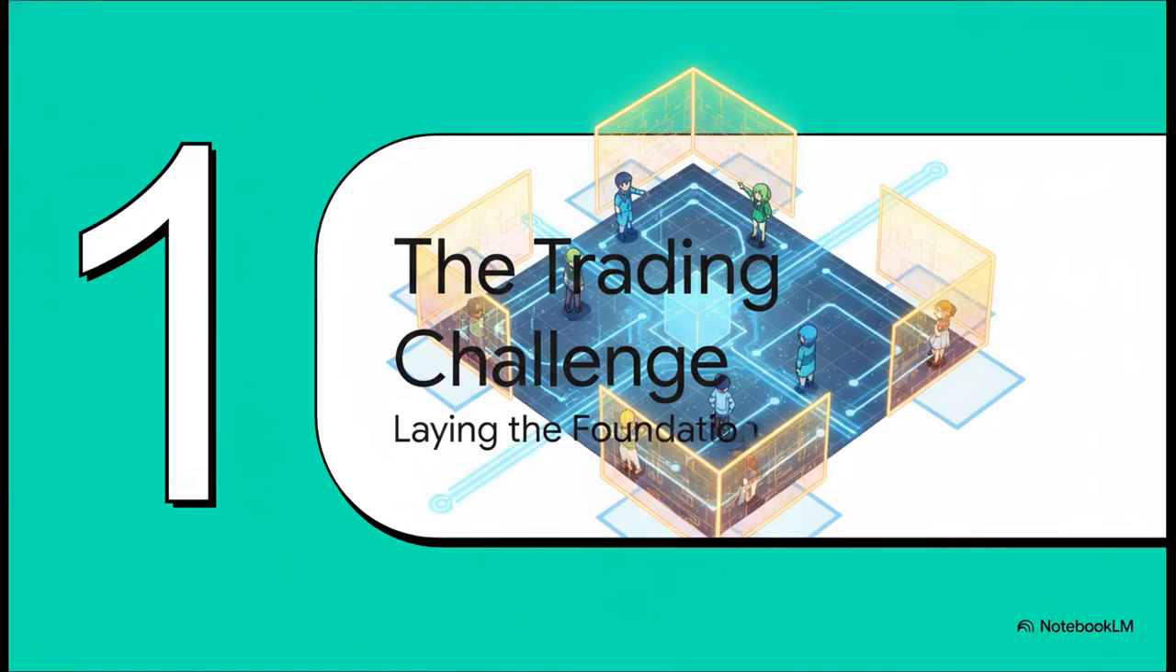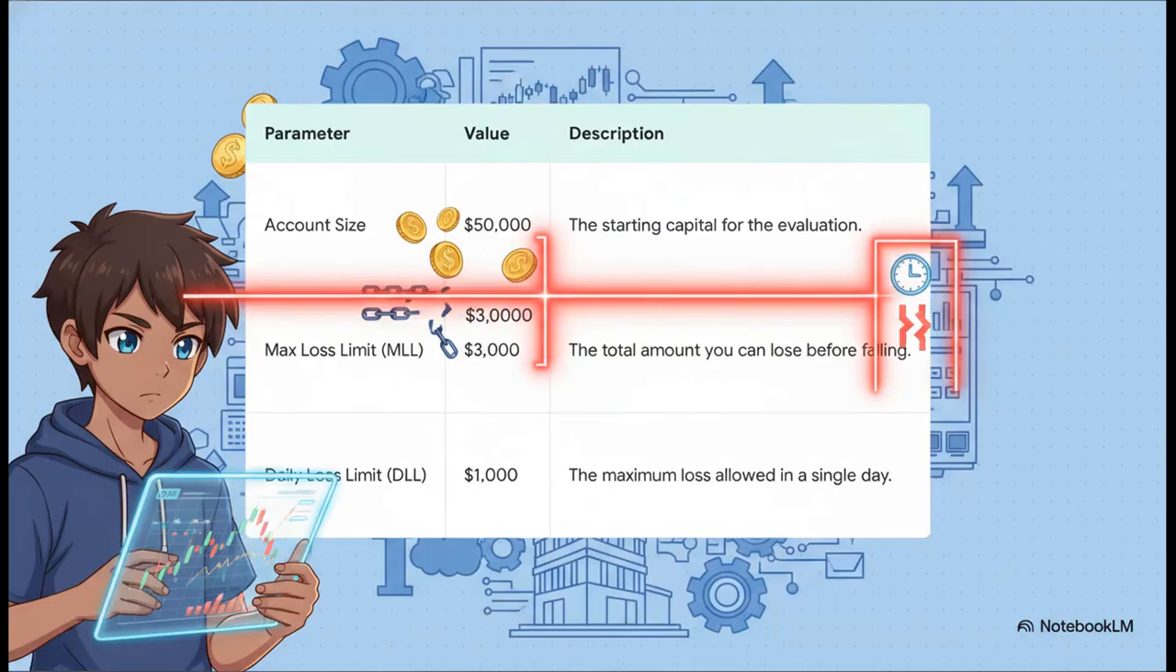Okay, first things first. Before you can even think about a trade, you have to know the rules of the game you're playing. This framework, this foundation, it's everything. This slide lays out the three most important numbers for this entire strategy. We start with a $50,000 account, but honestly, the numbers that really matter are the loss limits. You've got a max loss limit of $3,000. If you lose that, game over. And just as critical is the daily loss limit of $1,000. Any strategy we build has to live within these boundaries. These are the hard stops.